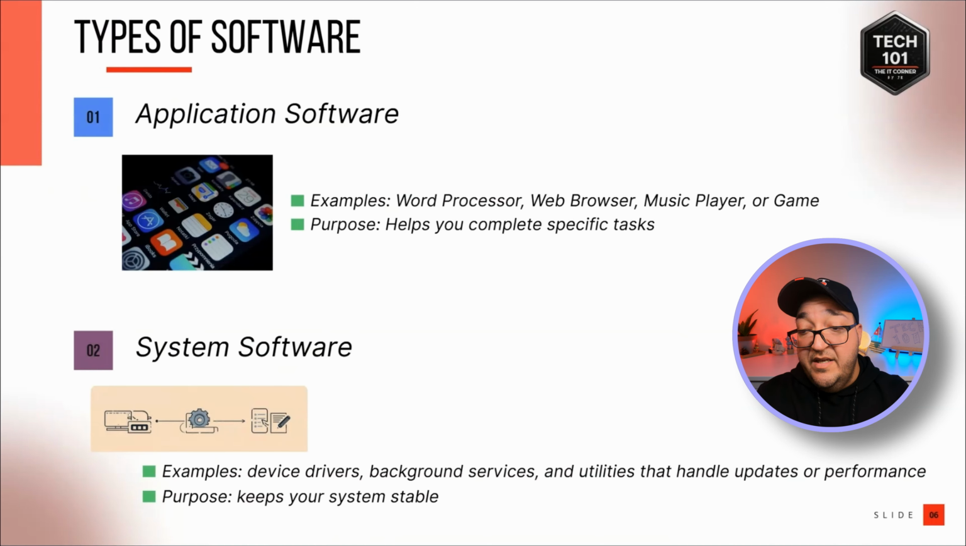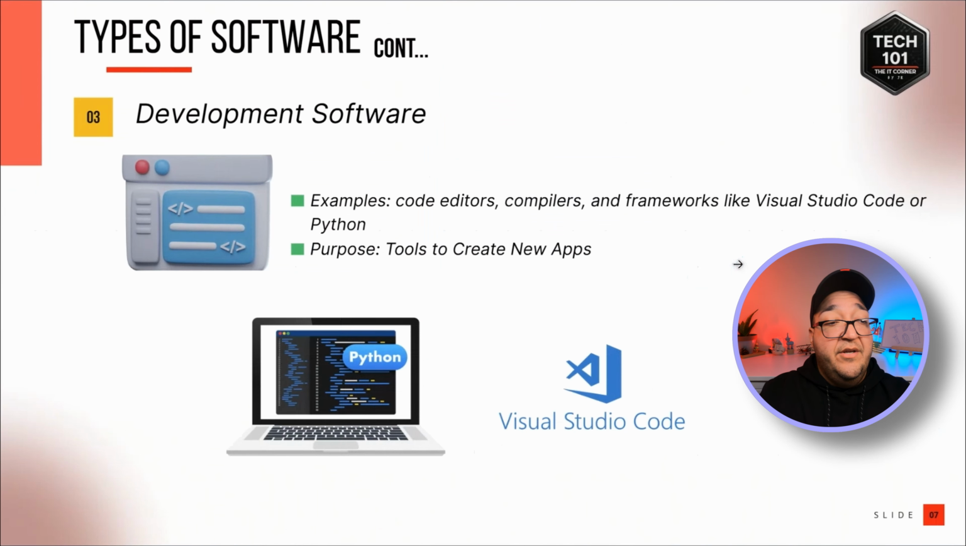System software supports the OS and hardware directly. Some examples are drivers, background services, and utilities that handle the performance of your computer. You rarely see it, but it keeps your system stable. Then we have development software: tools programmers use to create new apps, such as code editors, compilers, and frameworks like Visual Studio Code or Python. In short, system software runs the machine, application software helps the user, and development software builds the future.